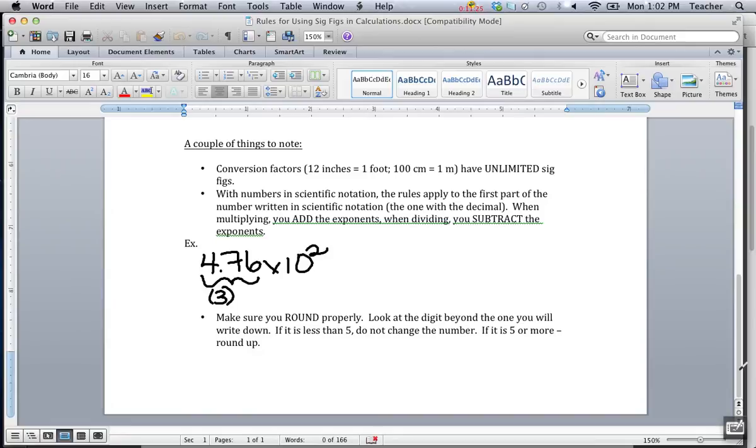If I were to write that out, 47,600, and apply my Atlantic rule, because that's how it would be written, I would come up with the same number. Now, this is probably one of the other things. You have to make sure that you round properly. Look at the digit beyond the one that you will write down. If it is less than 5, don't change the number. If it's 5 or more, you round up.